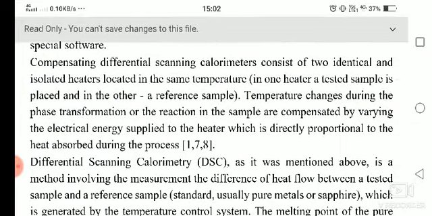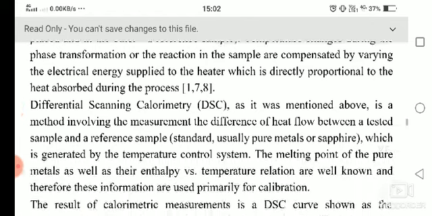Compensating differential scanning calorimetry consists of two identical and isolated heaters located at the same temperature. The temperature changes during the phase transformation or the reaction in the sample are compensated by varying the electrical energy supplied to the heater, which is directly proportional to the heat absorbed during the process.